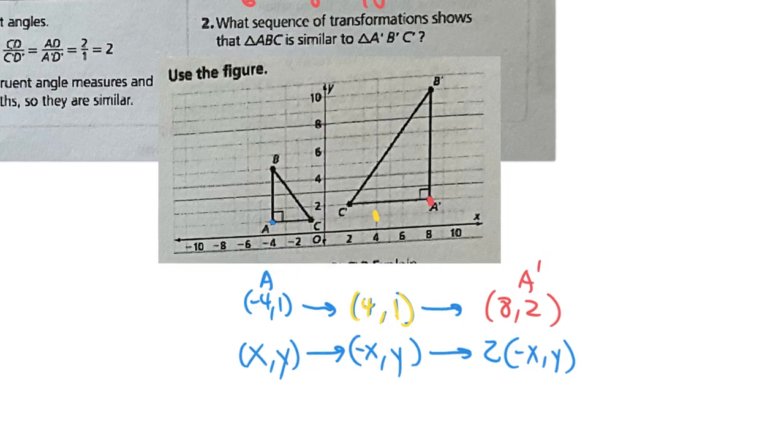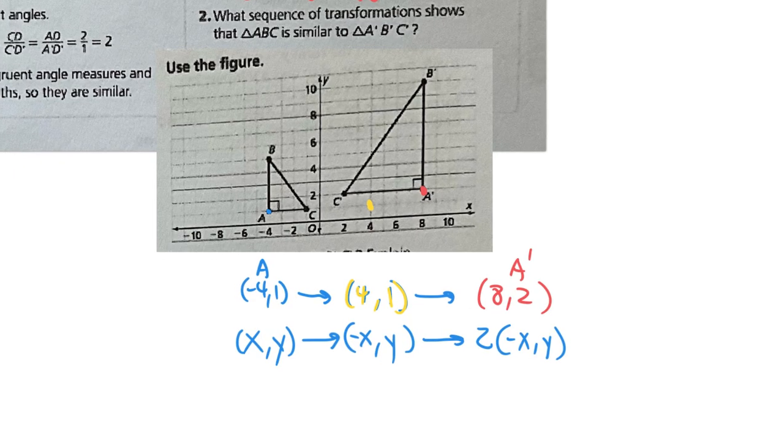But it's also maybe the case that the teacher wants you to actually spell it out with words. So you could say reflection over the y-axis. That's what this represents. And then you could say after that, there was a dilation by a factor of 2. So I do believe the teacher would be happy with that. Okay, so that's how you would do that one.